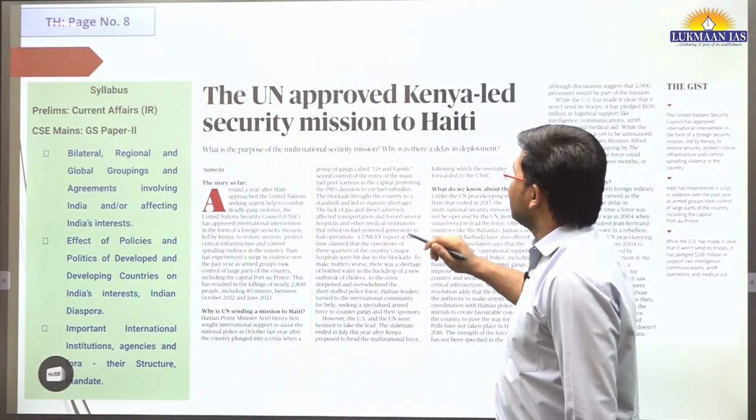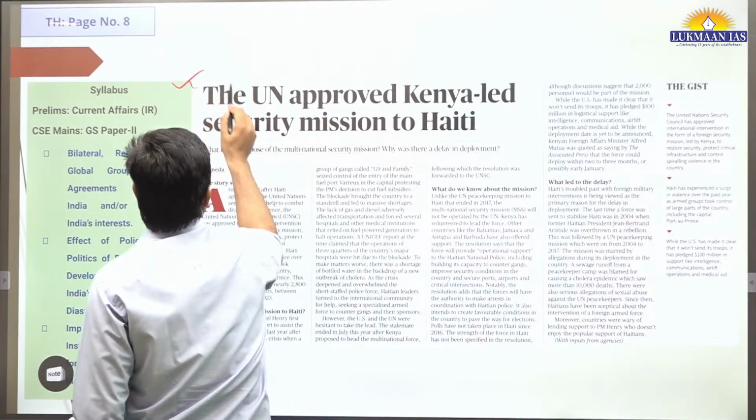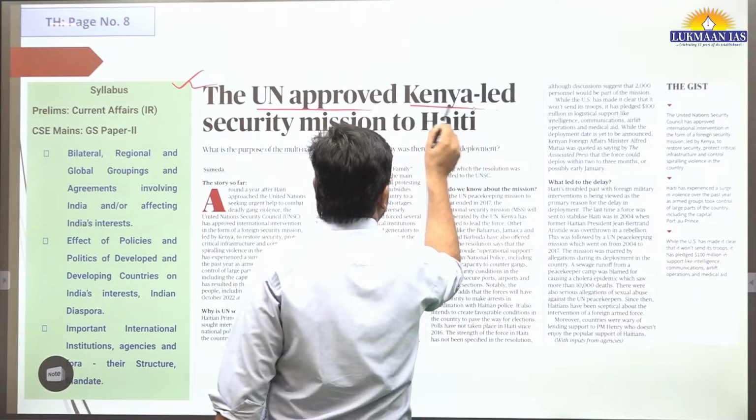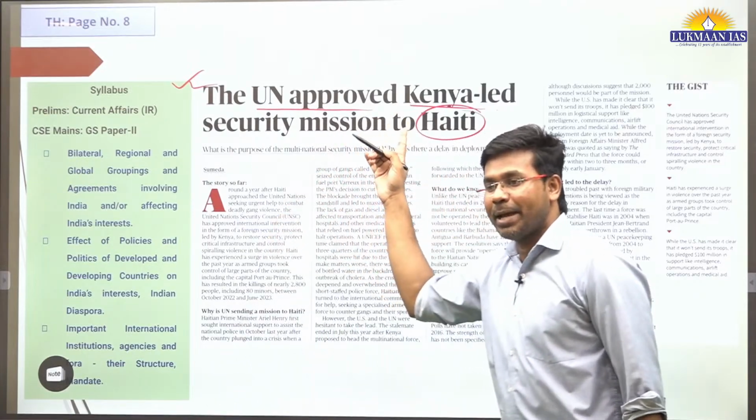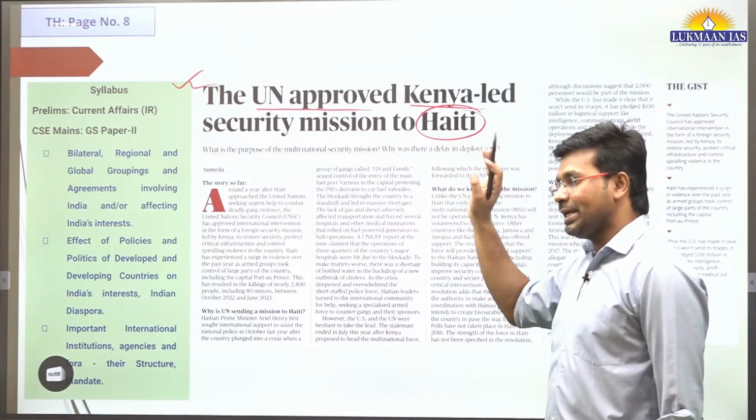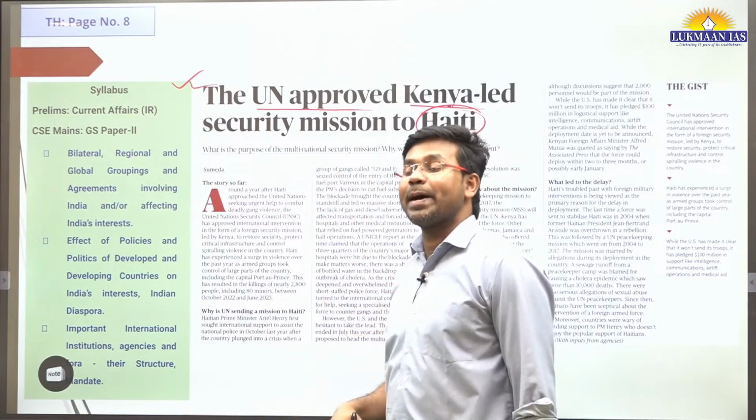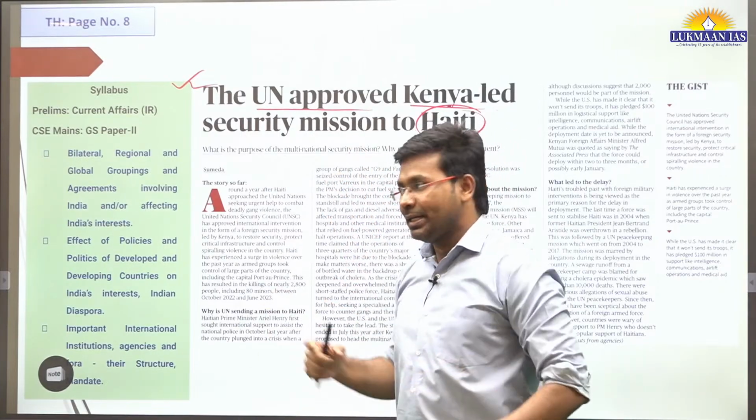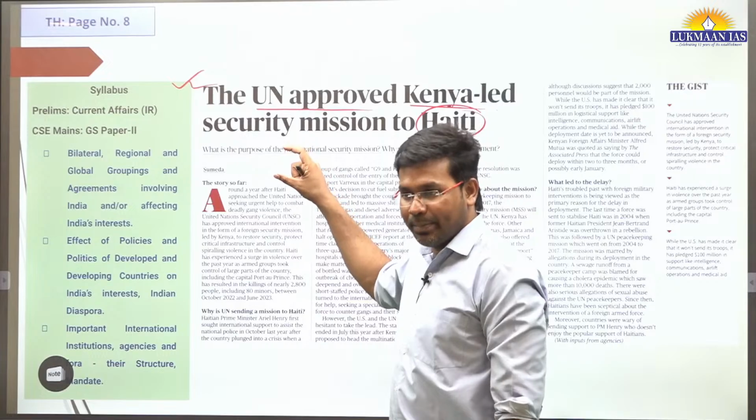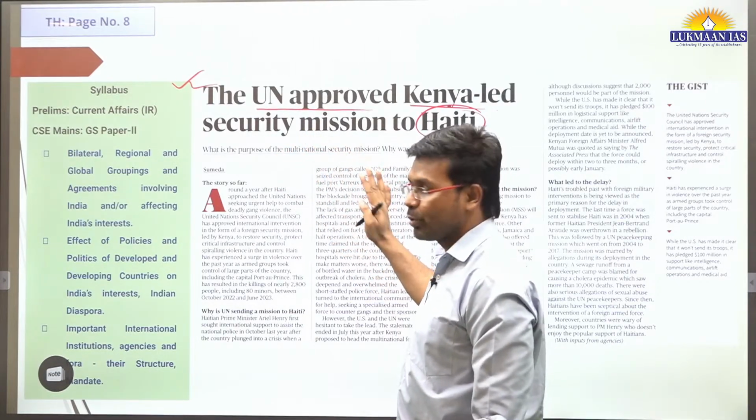It says UN approved Kenya-led security mission to Haiti. So now what has happened? Haiti, as we have seen in the map initially during our discussion, is an island. It occupies one third of an island which is known as Hispaniola Island. It is just above the Caribbean Sea, in the Atlantic Ocean, right? So we have seen the location of Haiti.